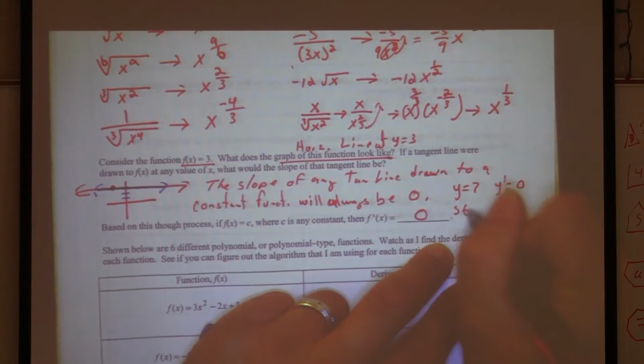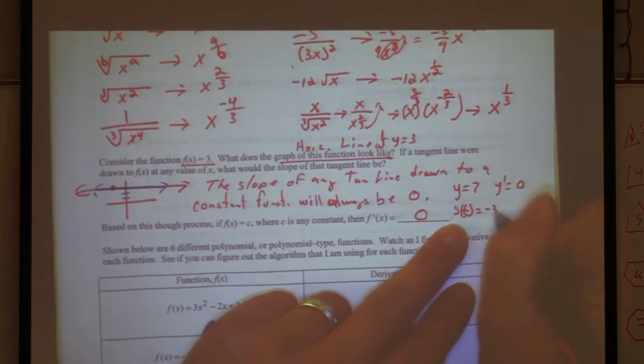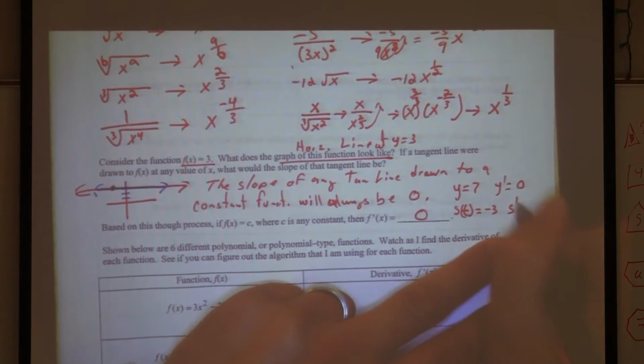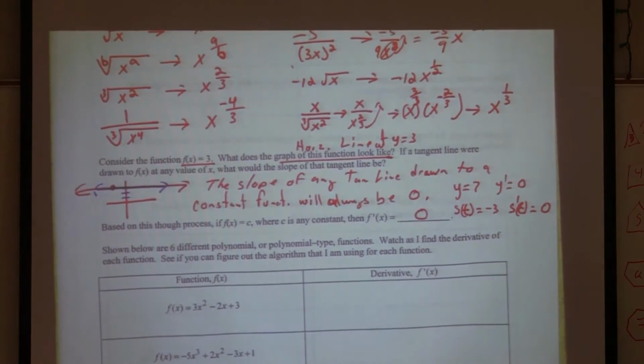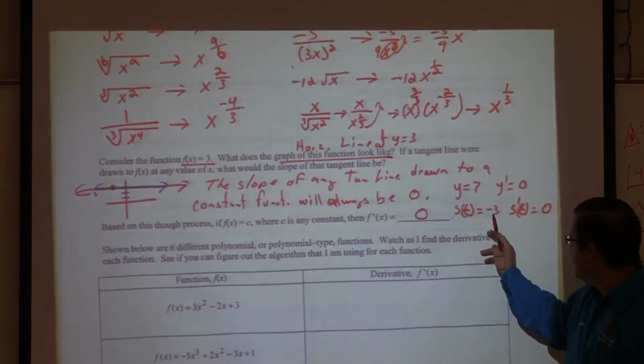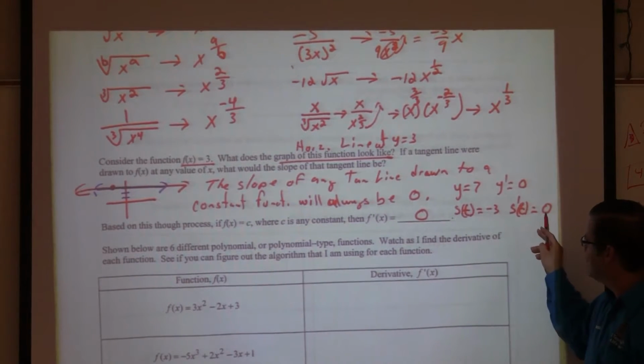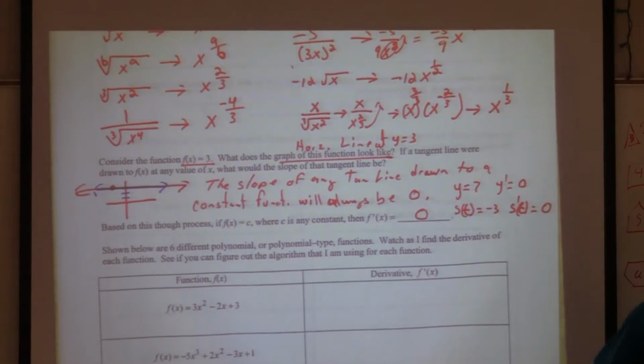What if I say s of t equals -3? What would s prime of t be? 0. Why? Because it's a constant. The derivative of a constant is always 0. The slope of a horizontal line is always 0. Understand? Got that?